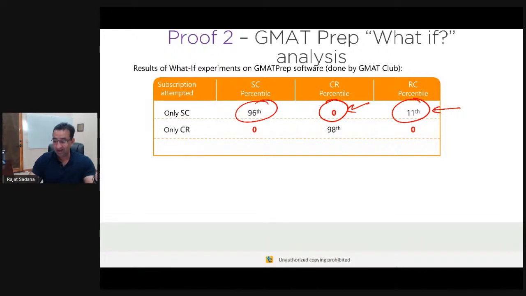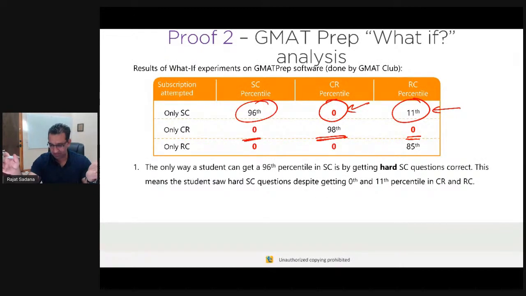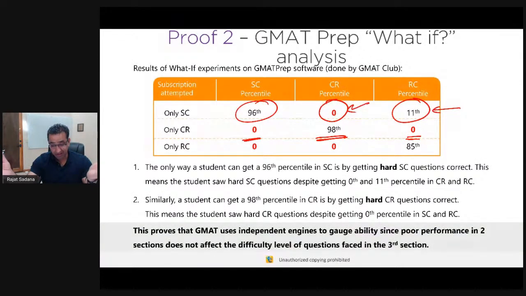They're able to replicate that on CR. They could get the highest score possible in CR, even though they got the worst scores on SC and RC, and similarly on RC as well. Again, showing independence, or indicating independence, a very strong indication, by the way.